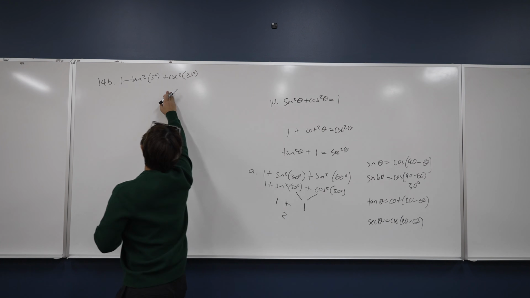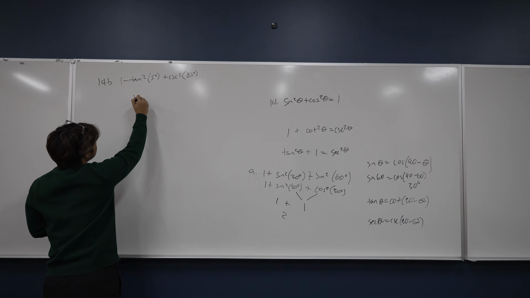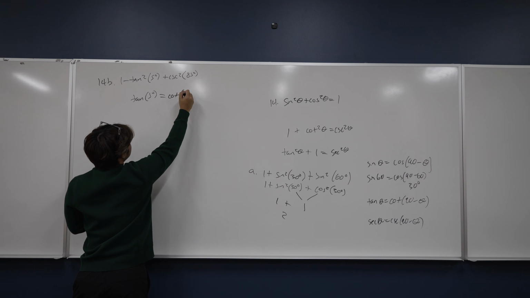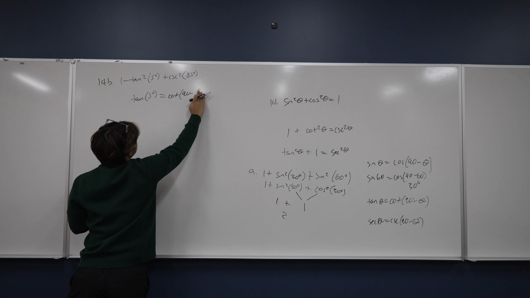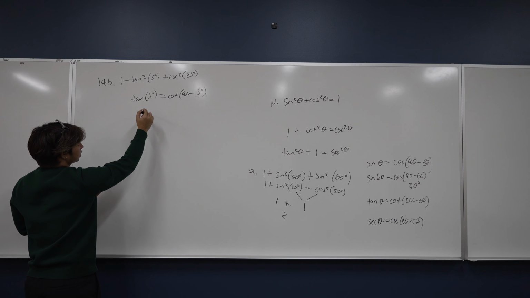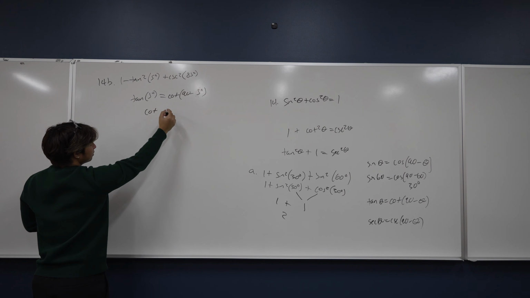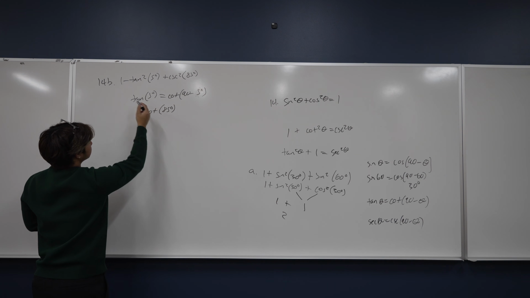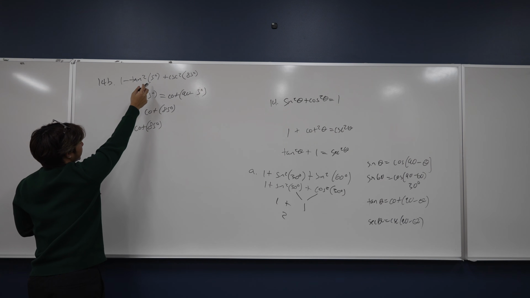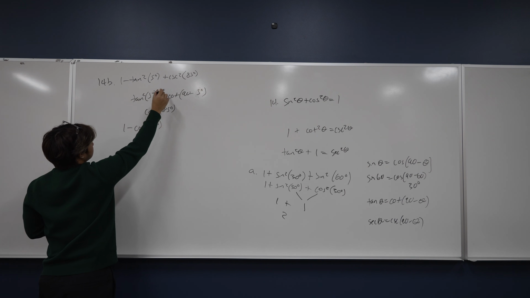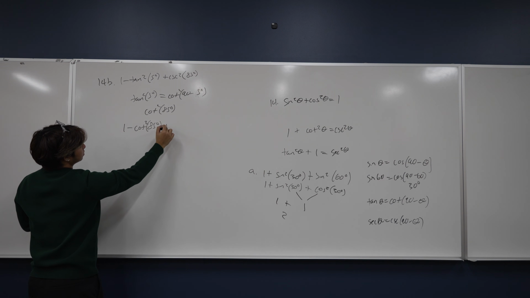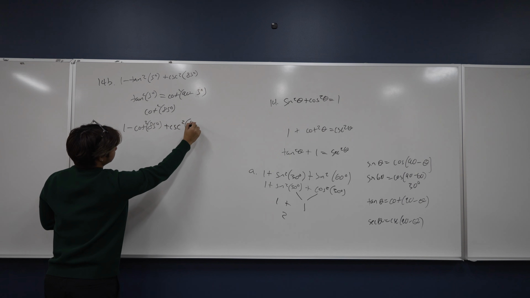So let's change tan. If we change tan of 5 degrees into terms of cotangent of 90 minus theta, where theta is 5 degrees, what are we left with? This converts into cotangent of what? 90 minus 5 is just 85, right? So let's do 1 minus cotangent squared of 85 degrees plus cosecant squared of 85 degrees.